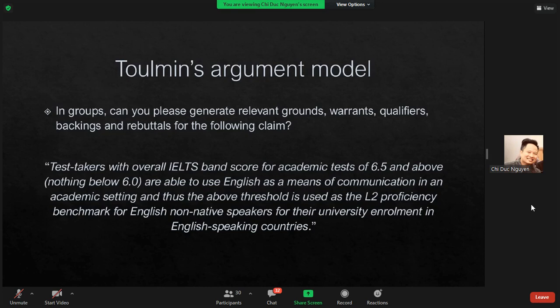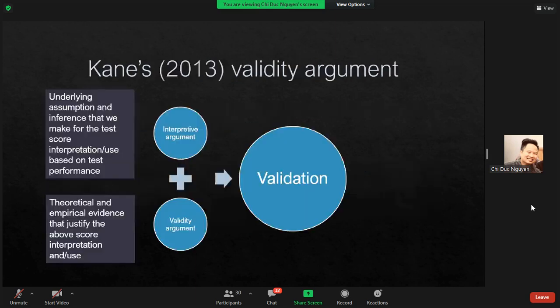Okay, and today I am going to introduce you to a new model. And in this kind of model, we are going to use argument as the key component in the process of validation. And I would like you to spend some time to look at the Kane validity argument model. And I do hope that you had some time reading the materials that I sent you in the previous lesson.